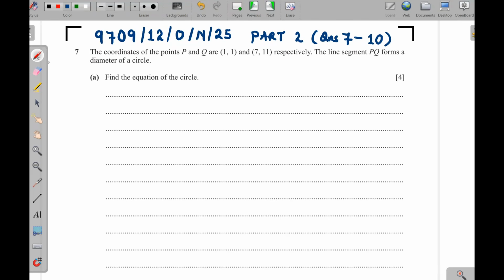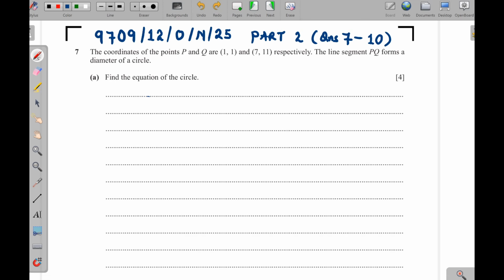Part 2. This is for questions 7 to 10. Question 7. The coordinates of the points P and Q are (1, 1) and (7, 11), respectively. The line segment PQ forms a diameter of a circle. Find the equation of the circle.